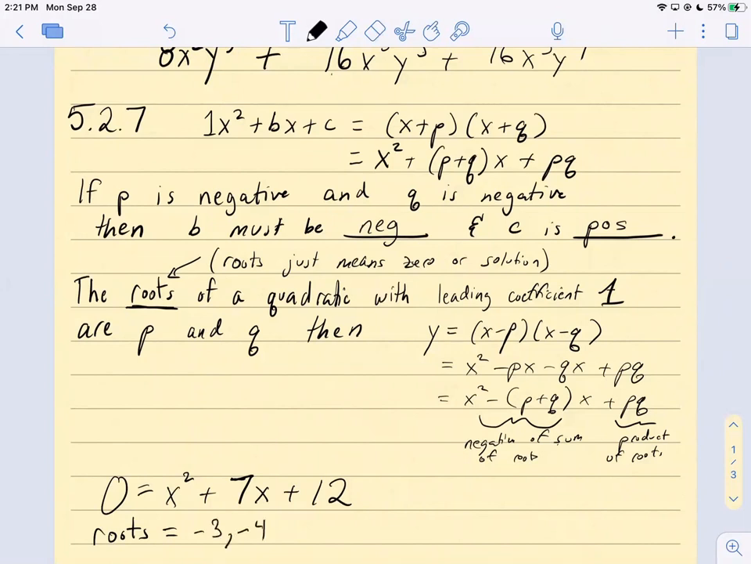And so the negative sum of the roots is going to be 7. So 7 equals the negative sum of negative 3 plus negative 4. And the product of the roots is the last number. So 12 equals negative 3 times negative 4. That's all the statement is saying. It's not super interesting, but it's useful to know if you ever wonder what's the product of the roots, what's the sum of the roots. Sometimes you can just get it by looking at the quadratic in standard form.